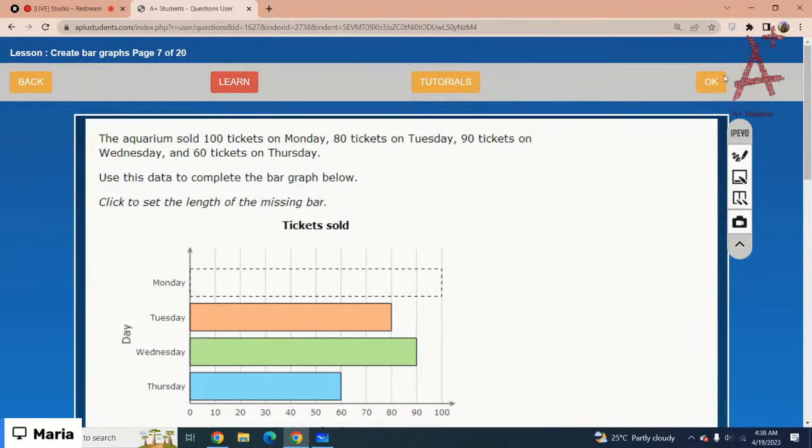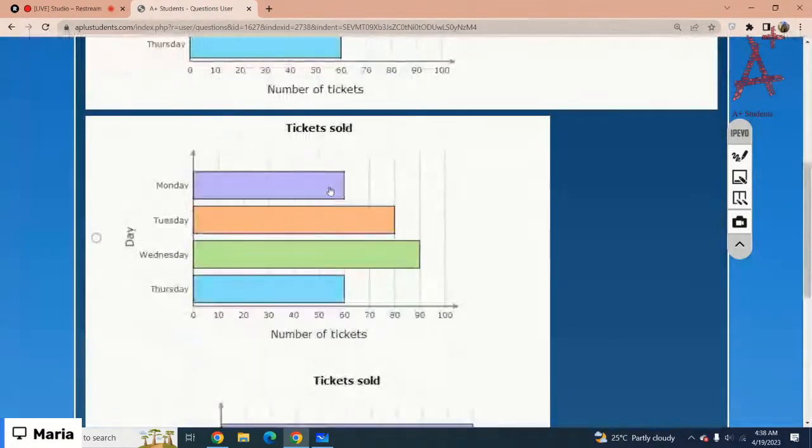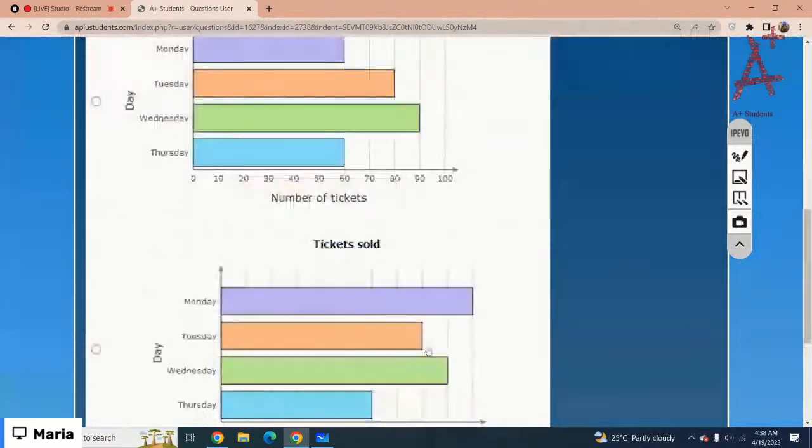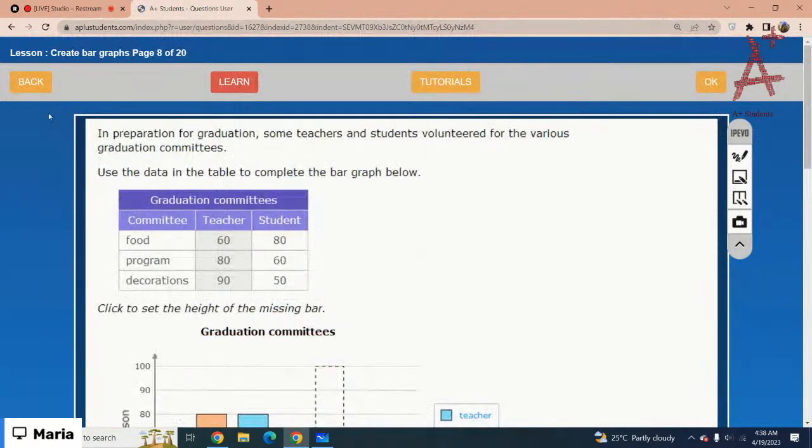Okay, the aquarium sold 100 tickets on Monday, 80 tickets on Tuesday, 90 tickets on Wednesday, and 60 on Thursday. Okay, 180, 90, 60. That is the correct option. Got it? Okay, you can complete the test by yourself later today.